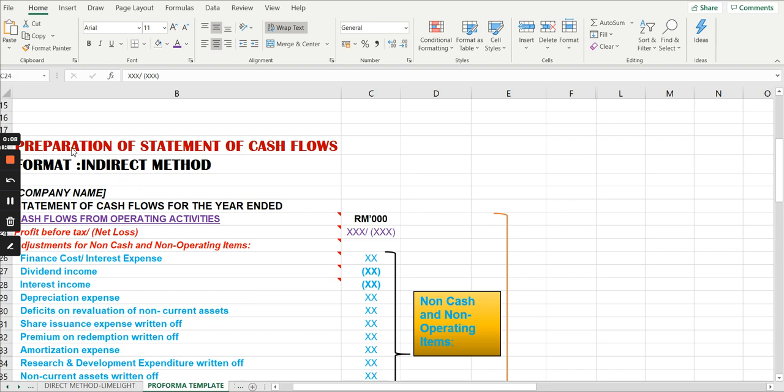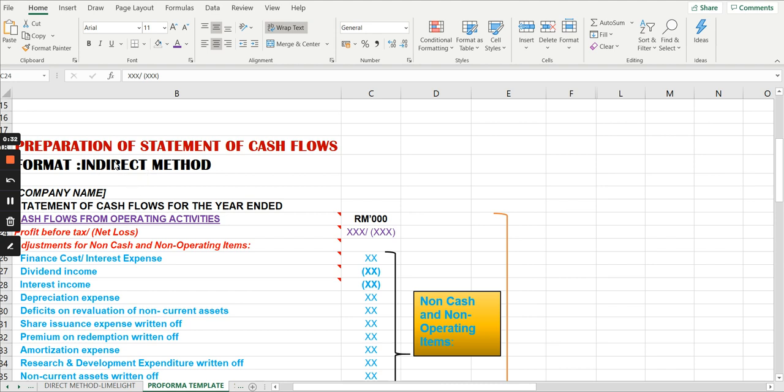Today I'm going to show you how to prepare a statement of cash flows using the indirect method. In my previous video, I have already shown how to prepare a cash flow using the direct method. If you are interested to watch and have a go of the videos that I have prepared, you may check that down the description below.